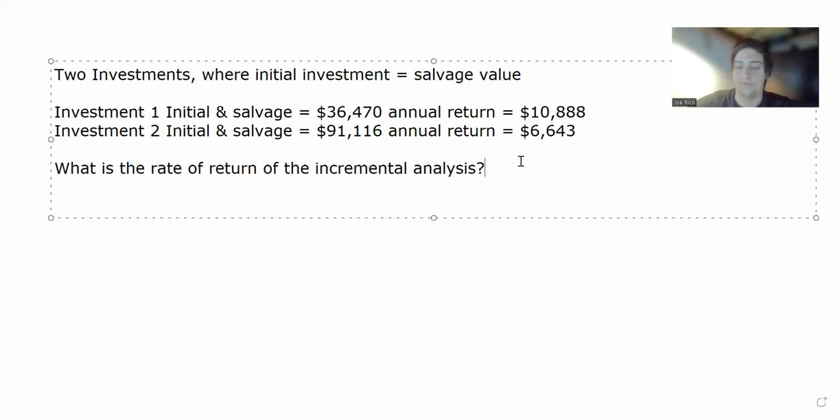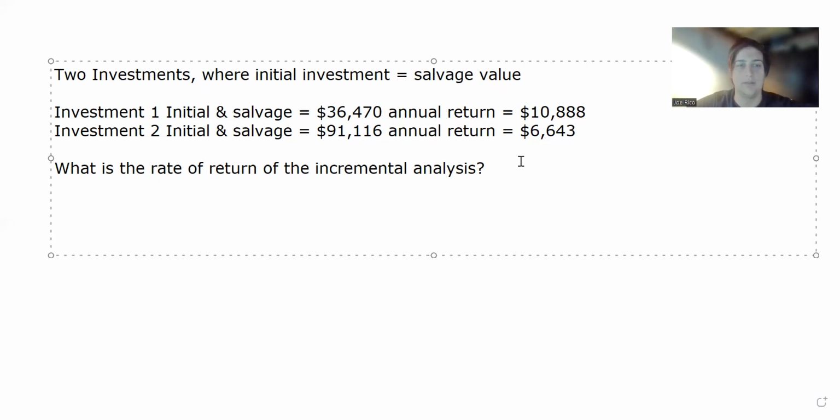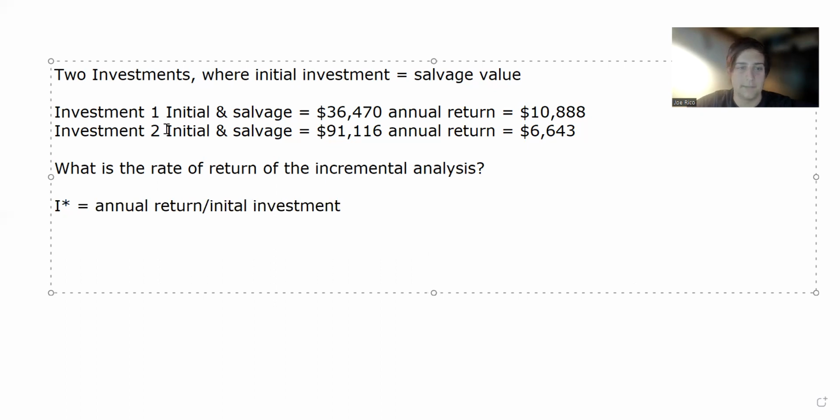This is a little bit of a special case where our initial and our salvage value are the same. So that means that our I star is going to equal our annual return over our initial investment. When we're doing an incremental analysis, the one thing that we want to do when we're comparing two choices is take the more expensive choice, which in this case will be investment number 2, and subtract the cheaper choice from it. So we're trying to find this I star.